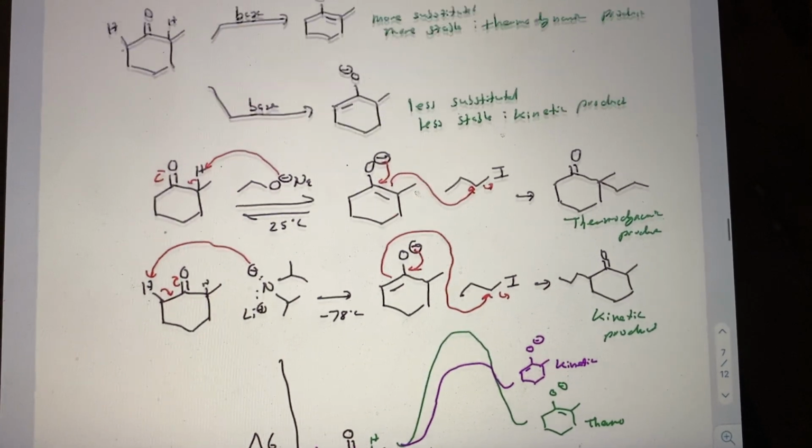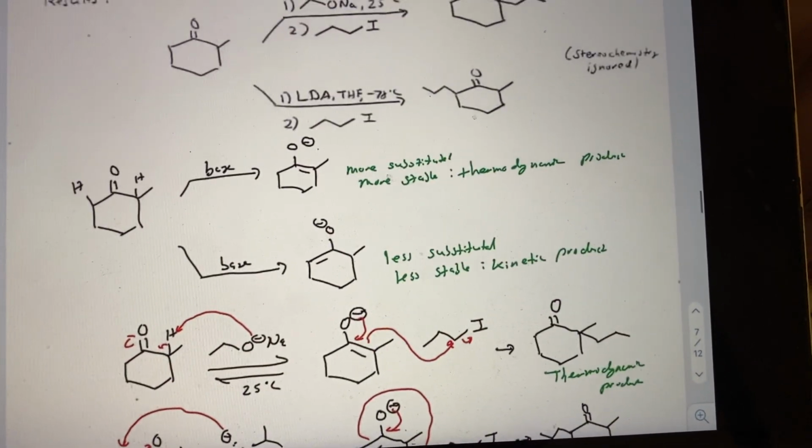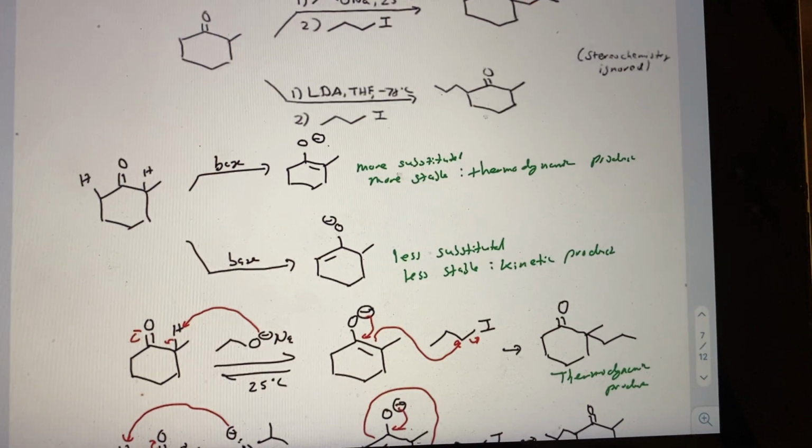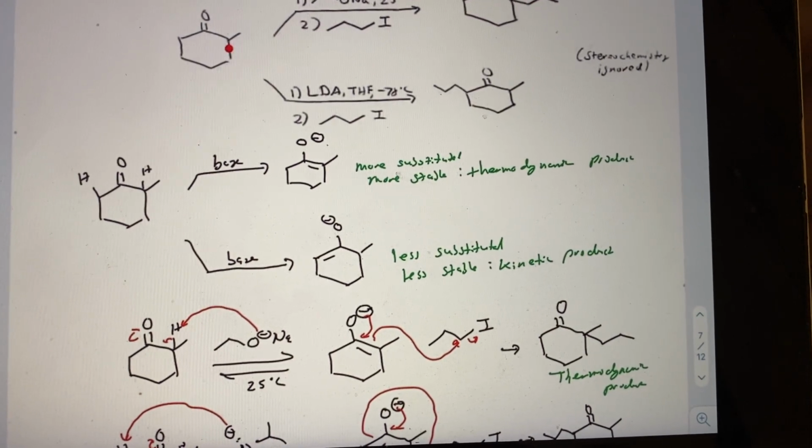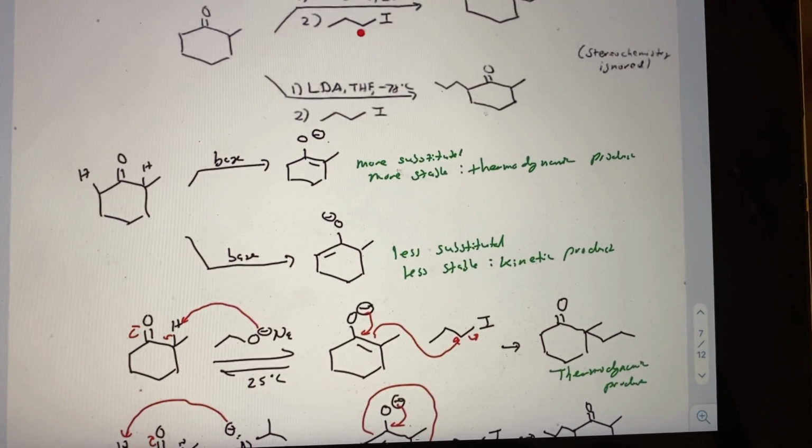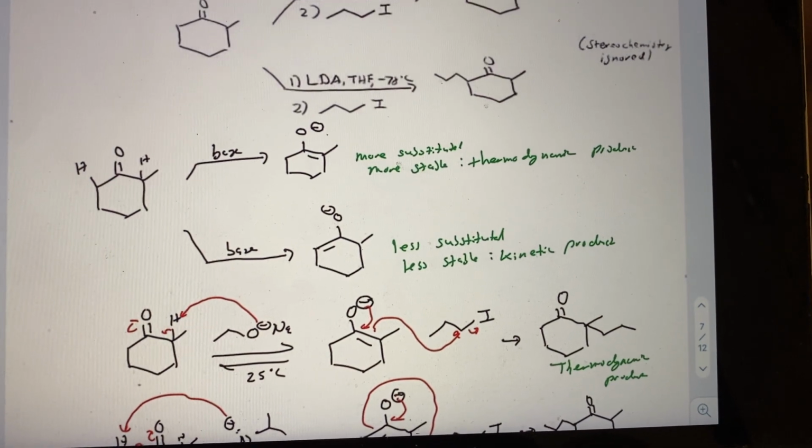Okay, and then underneath all of this is a very useful synthetic reaction. We're forming a carbon-carbon bond with the enolate. We're using the enolate as our carbon nucleophile. And the actual alkylation reaction here is an SN2 reaction.